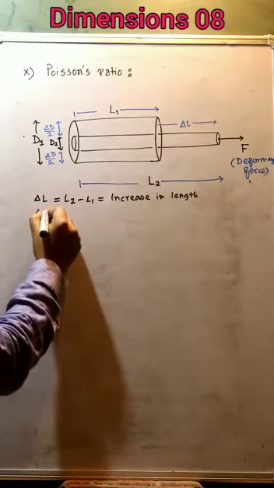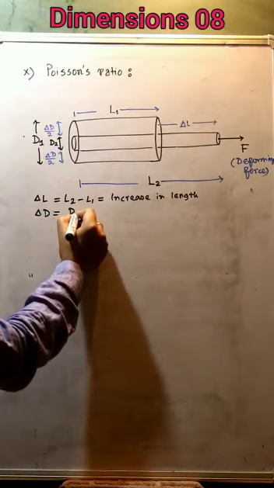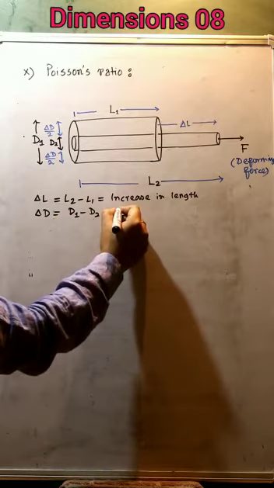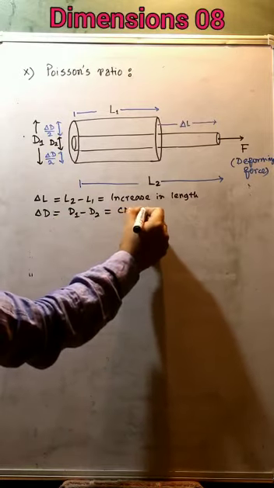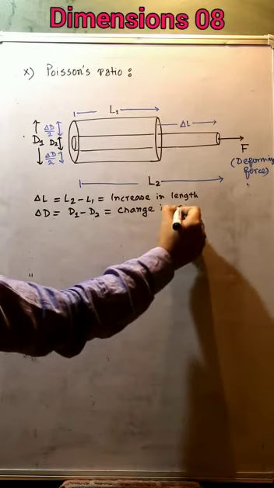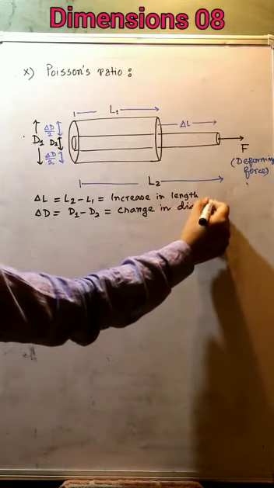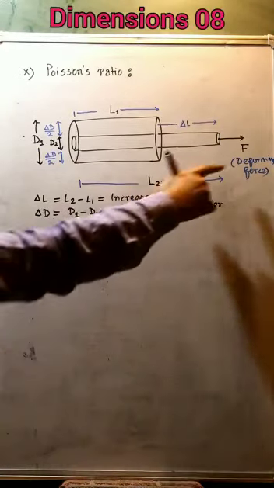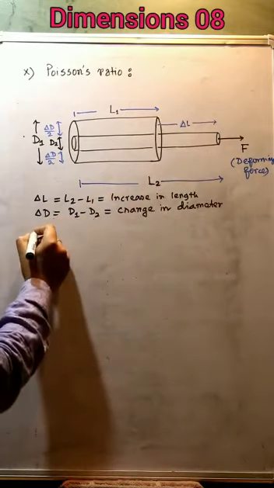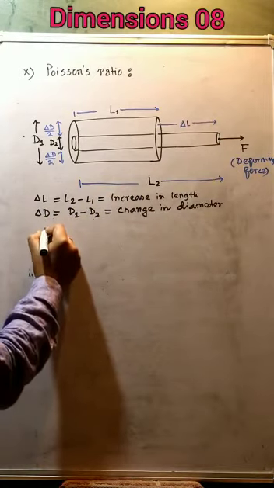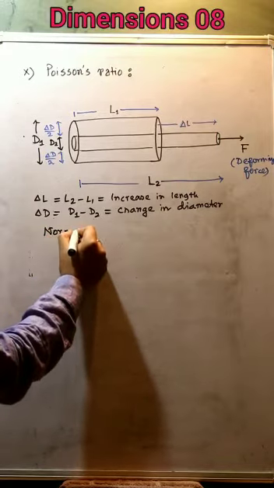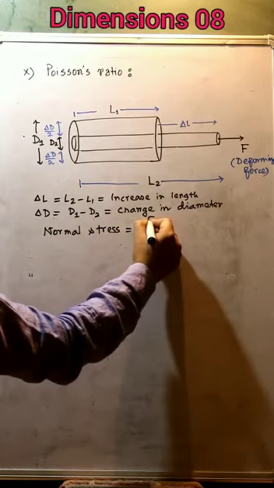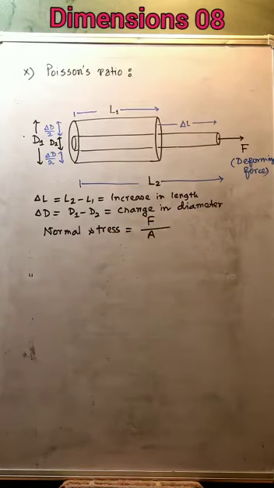And what about delta D? It is the initial diameter minus the final diameter, which is the change in diameter. Due to application of this deforming force, what is the expression of normal stress? Normal stress is the deforming force acting per unit area of cross section.